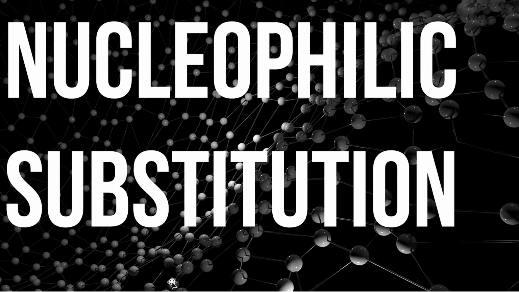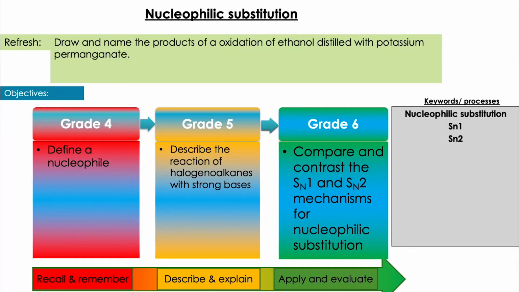In this video, we're going to be looking at nucleophilic substitution. So we're getting into the juicy stuff now. And I do want to mention that there is a difference between what HL and SL require from this, so just listen out for when I give that cue. We're going to be looking at defining what nucleophiles are, describing their reaction with halogenoalkanes, and then comparing and contrasting the two different mechanisms by which this can occur.